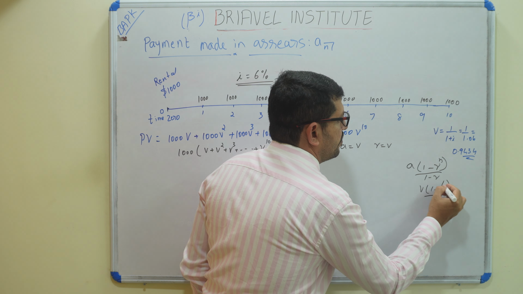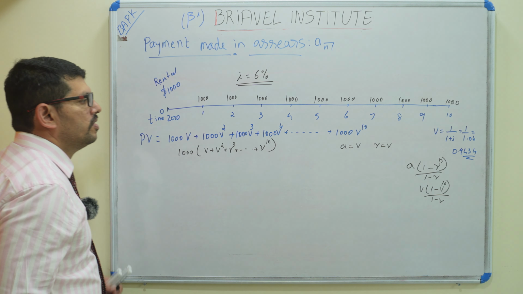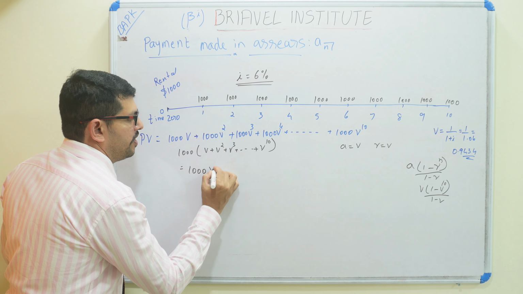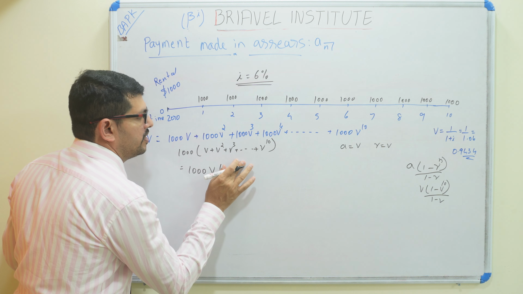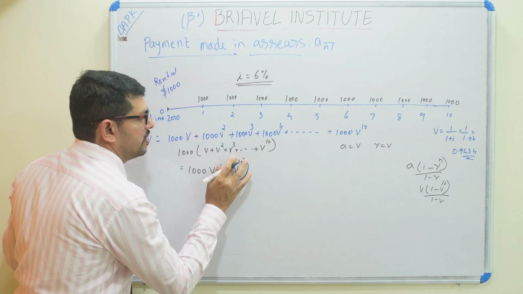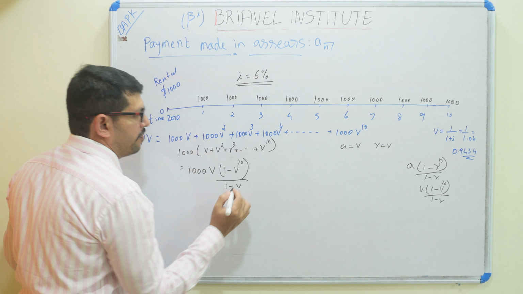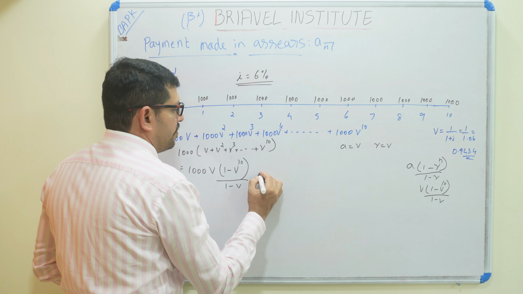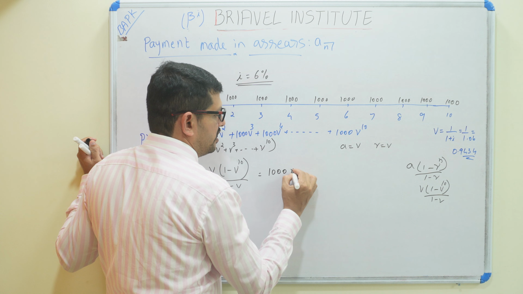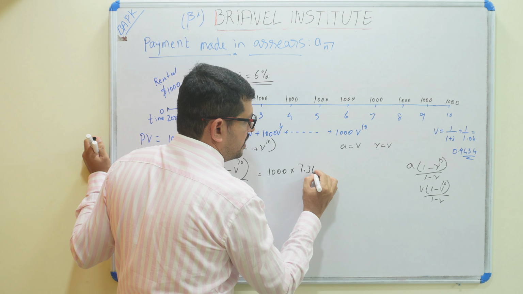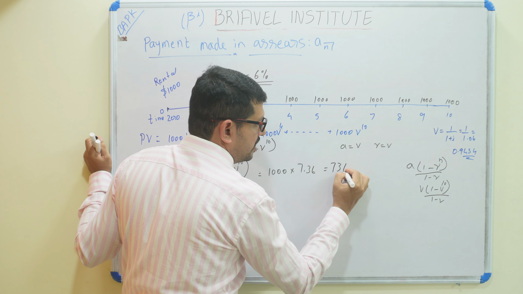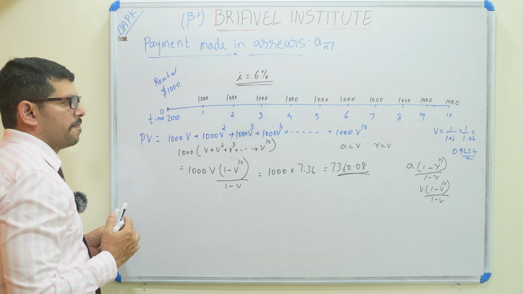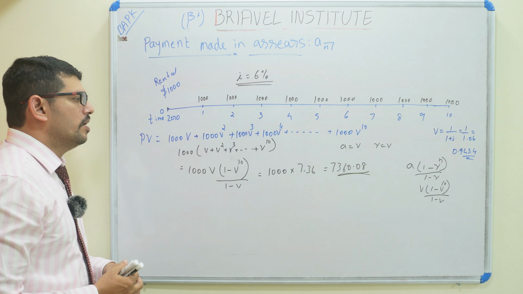Here n is equal to 10 years. So we will get the answer: 1,000 V times 1 minus V raised to n, where n is equal to 10 years, divided by 1 minus V. So if we substitute the value of V, 0.9434, we will get 1,000 multiplied by 7.36. It is equal to 7360.08, something like that. So this is the value.